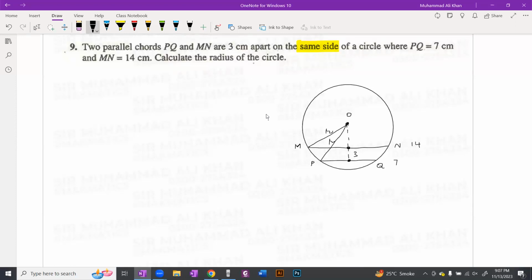Again, let's say O, this is A, and this is B. Now listen. Again, by using the same old process, by using triangle OAM, hypotenuse square equals perpendicular square plus base square. Hypotenuse is radius. Perpendicular is OA. Base is 7.